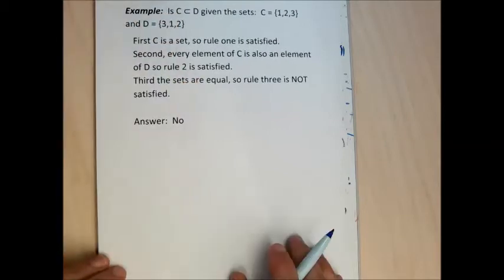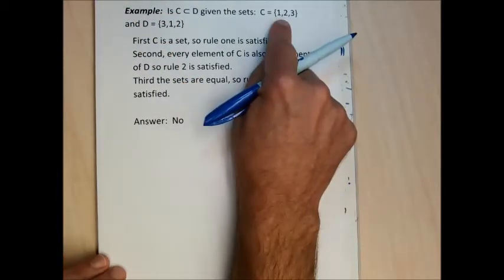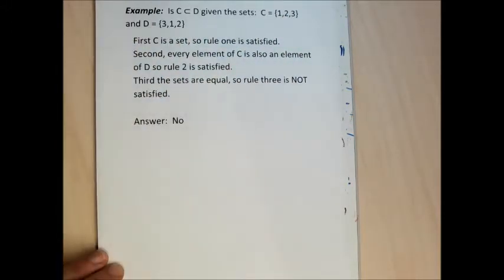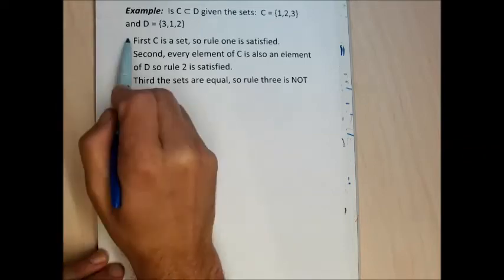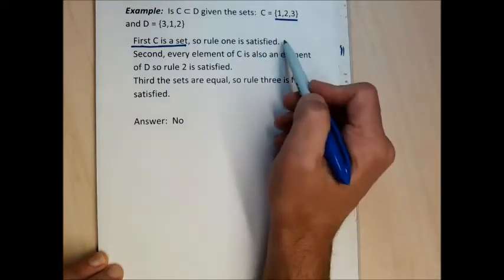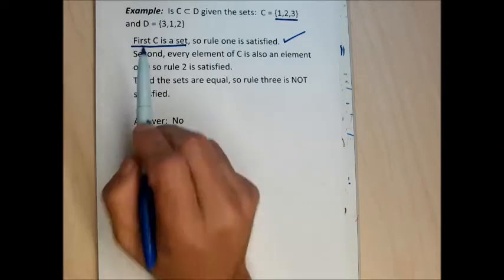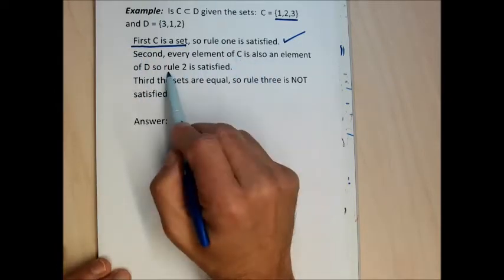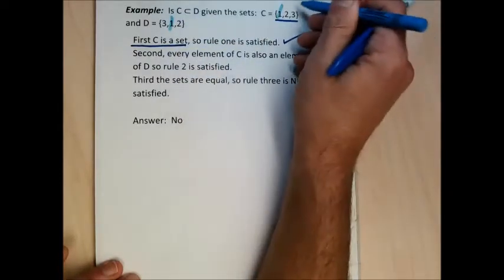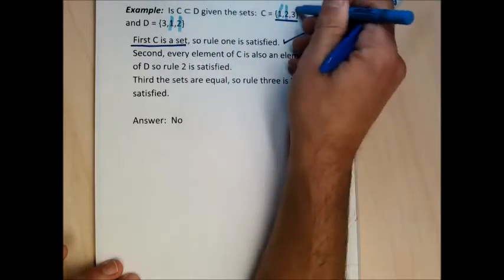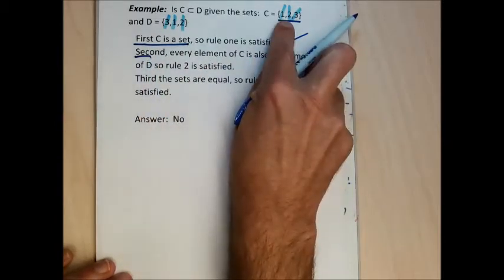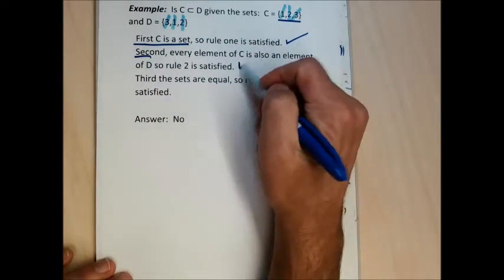Is C a proper subset of D, given C is the set that contains the numbers 1, 2, and 3, and D is the set that contains the numbers 3, 1, and 2. So we have three rules that need to be satisfied. The first rule is C has to be a set. C is a set because of the little squiggly brackets, so rule 1 is satisfied. Rule 2 is every element of C also has to be an element of D. The three elements of C: 1 is in C, 1 is in D. 2 is in C, 2 is in D, 3 is in C, 3 is in D. So the second rule is satisfied because the three elements of set C are also in set D.